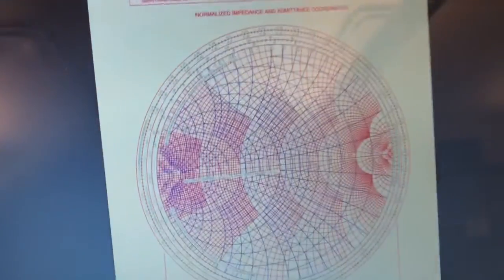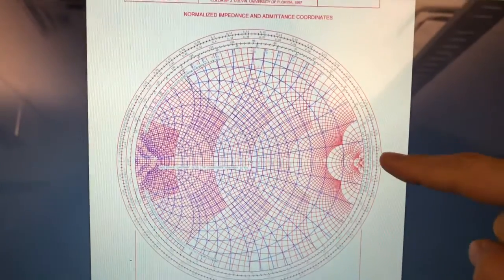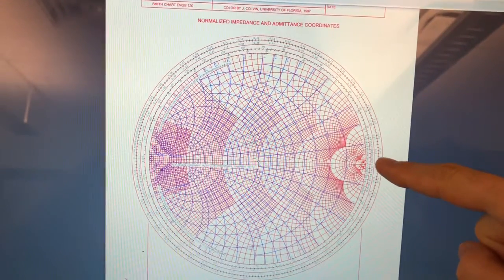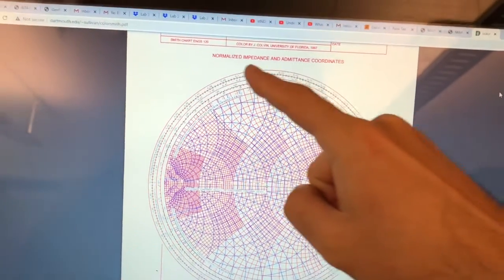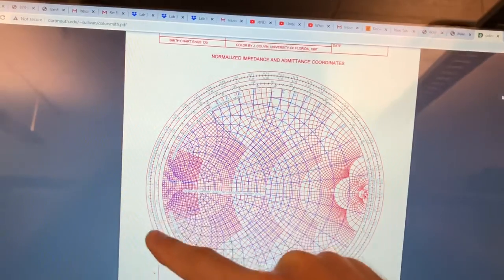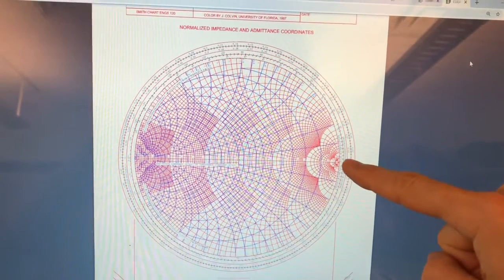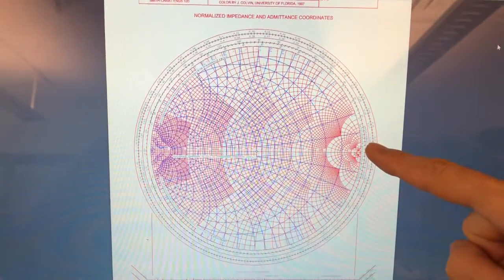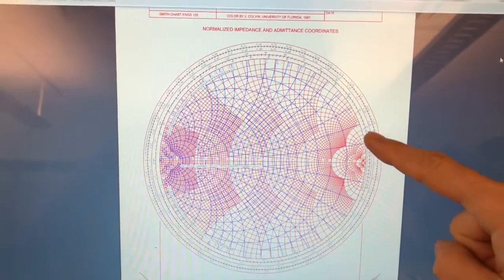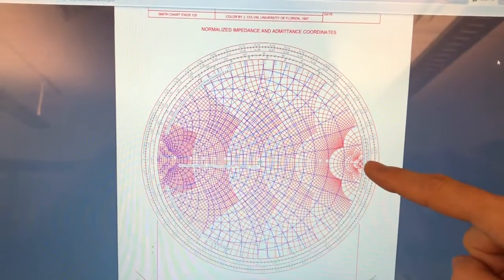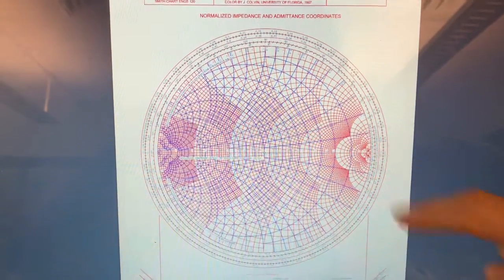Before doing this, I remind you, if we have the Smith chart here, the electrical length from open to short is lambda over 4, and from short to open again is lambda over 4. So if we start from open, go to short and come back to open, we'll have lambda over 2 electrical length.